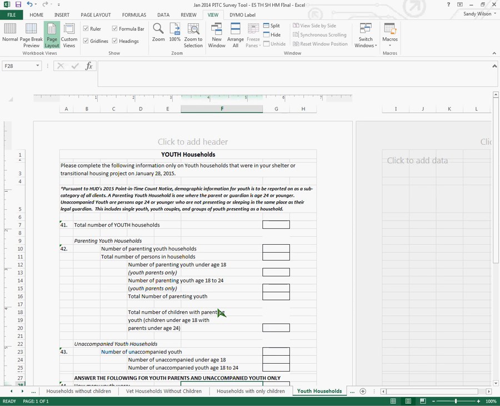One is a parenting youth household. Now, a parenting youth household is defined as one where the parent or guardian is age 24 or younger, and they present with a child age 18 or younger.